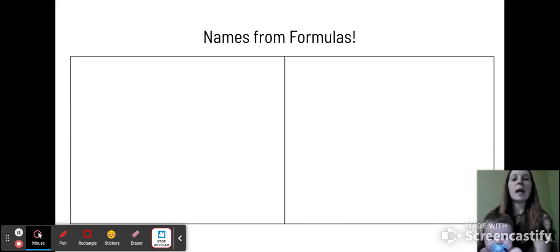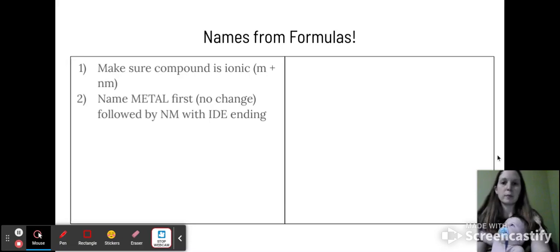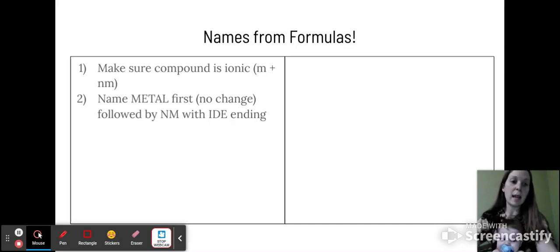Now let's talk about names from the formula. If I give you the formula, how do you name it? First, you have to make sure the compound is ionic, so a metal and a nonmetal. Then you will name the metal first, and there's no change in that name. So if it's Na, the name is sodium. Then you will follow it by the nonmetal name, but you do change the ending on the nonmetal to -ide. So chlorine becomes chloride.